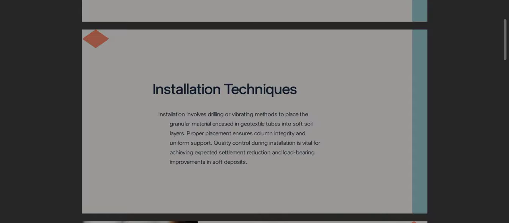Quality control and construction considerations. The quality control during installation is essential to ensure consistent column performance. This includes monitoring column verticality, encasement integrity, granular material quality, and compaction effort. Installation records typically document depth, diameter, material quantity, and installation energy. Instrumentation such as settlement plates or piezometers may be installed to monitor post construction performance.